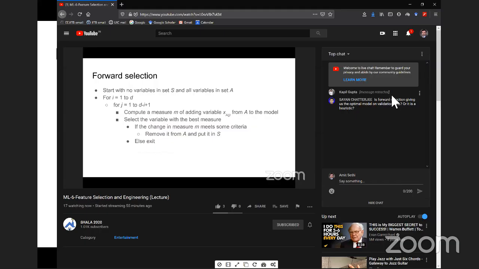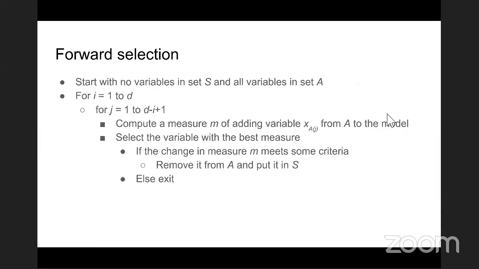Let's look at the question on YouTube. Is forward selection giving us the optimal model on validation data, or is it a heuristic? It is a heuristic. It is not giving you the best model. It's a greedy heuristic, because, just like someone mentioned, you can have a combination of two variables that work much better than individual variables, and we will not be able to discover that using forward selection.